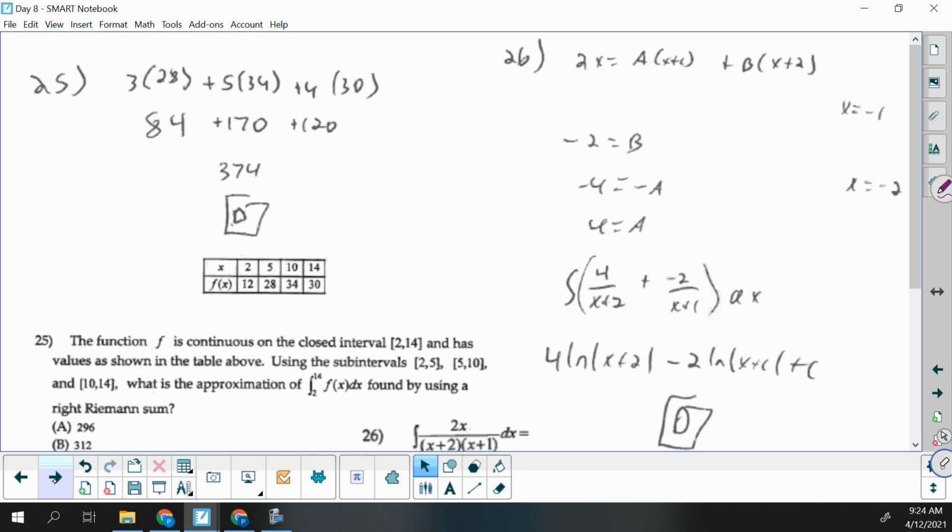So you're just doing a right-hand Riemann sum. So you had a gap of 3 times the right-hand y value of 28, gap of 5 times right-hand y value of 34, gap of 4 times right-hand y value of 30. Add them all up, we get choice D.